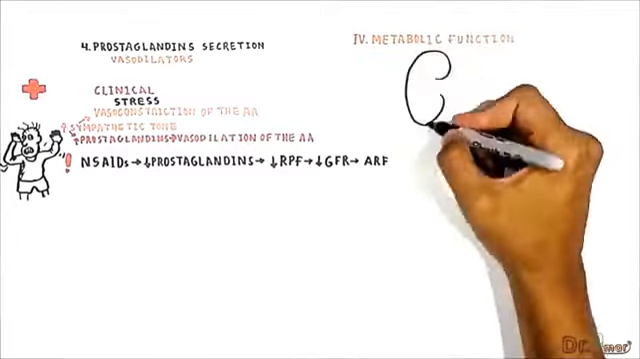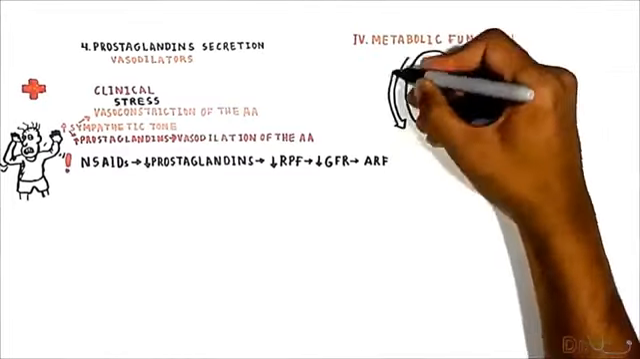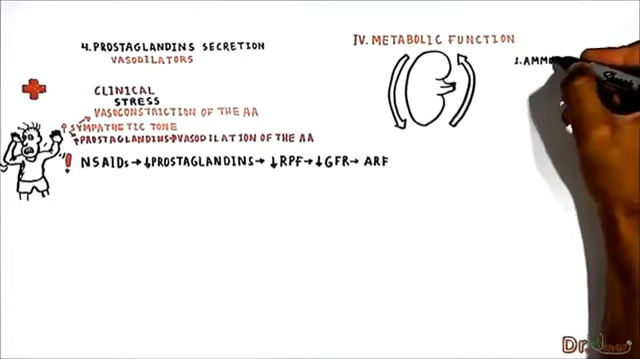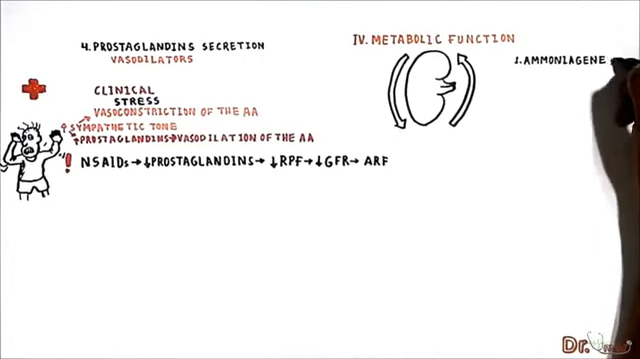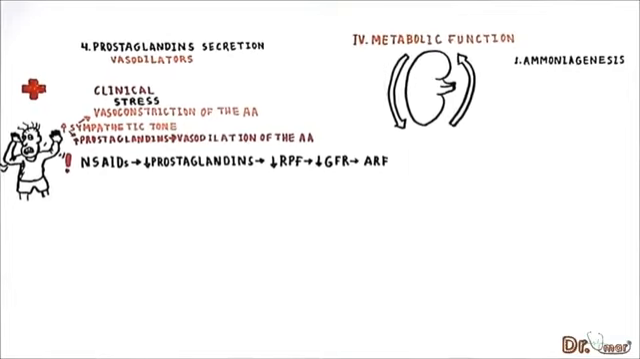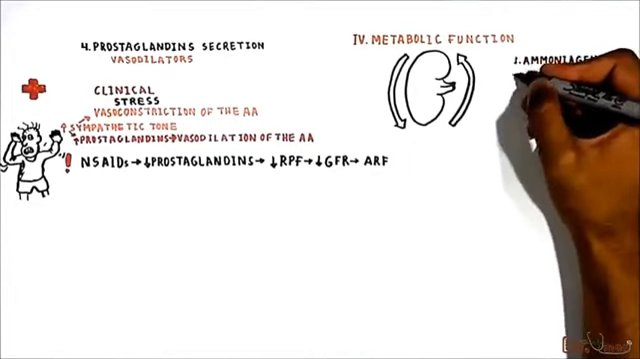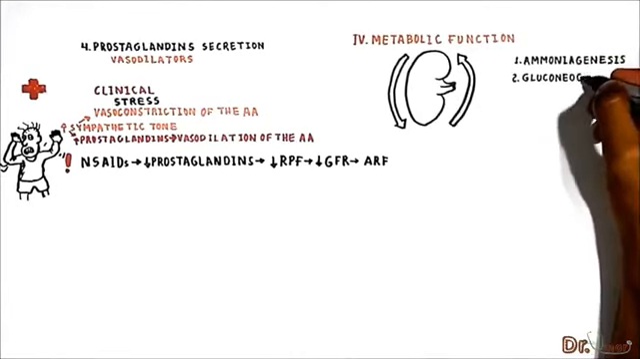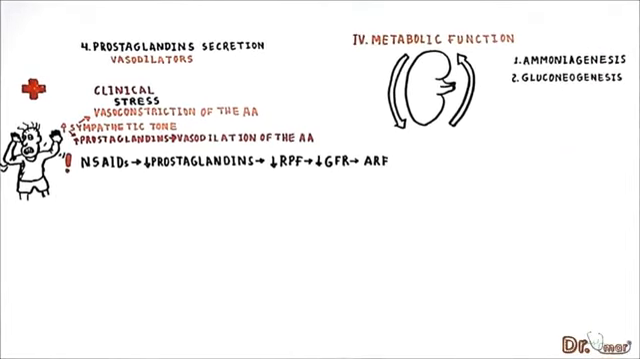And finally, let's talk about the metabolic function of the kidney. The first and important metabolic function of the kidney is ammoniogenesis, which has an important role in acid-base homeostasis. Also, during starvation, the kidney has the ability to produce glucose through gluconeogenesis.